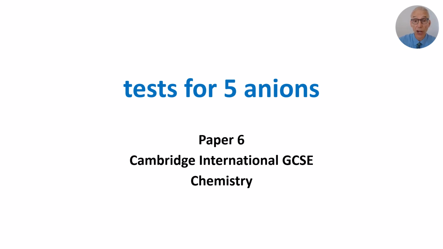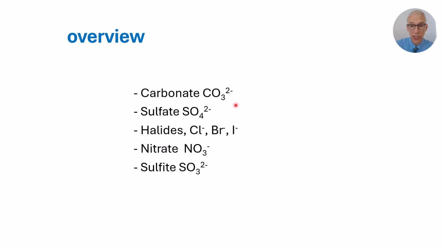The tests for 5 anions, Cambridge International GCSE Chemistry, paper 6. So here are the 5 anions: the carbonate, the sulfate, the 3 halides, chloride, bromide, iodide, the nitrate and the sulfite, as well as recognizing the positive results or negative results for these ions using the data provided at the end of the paper.